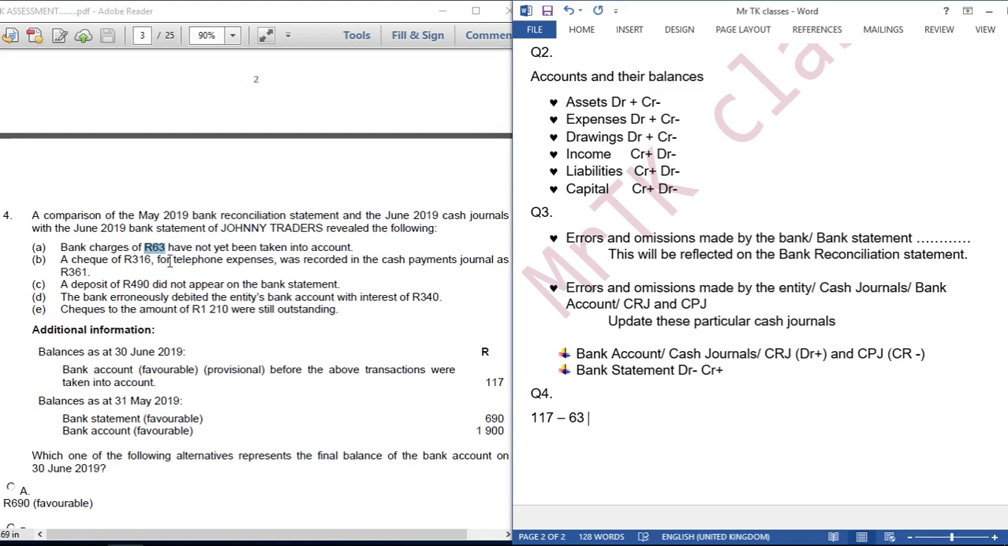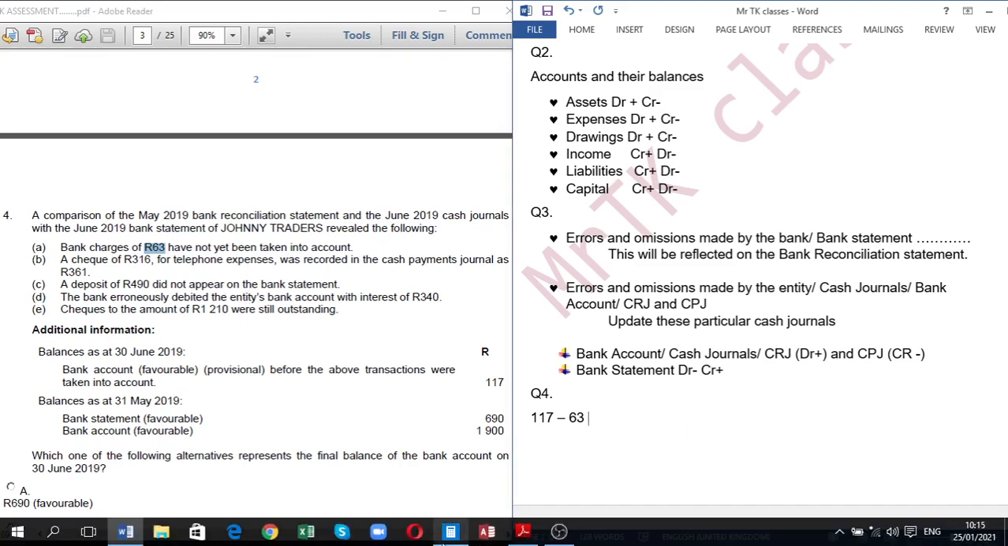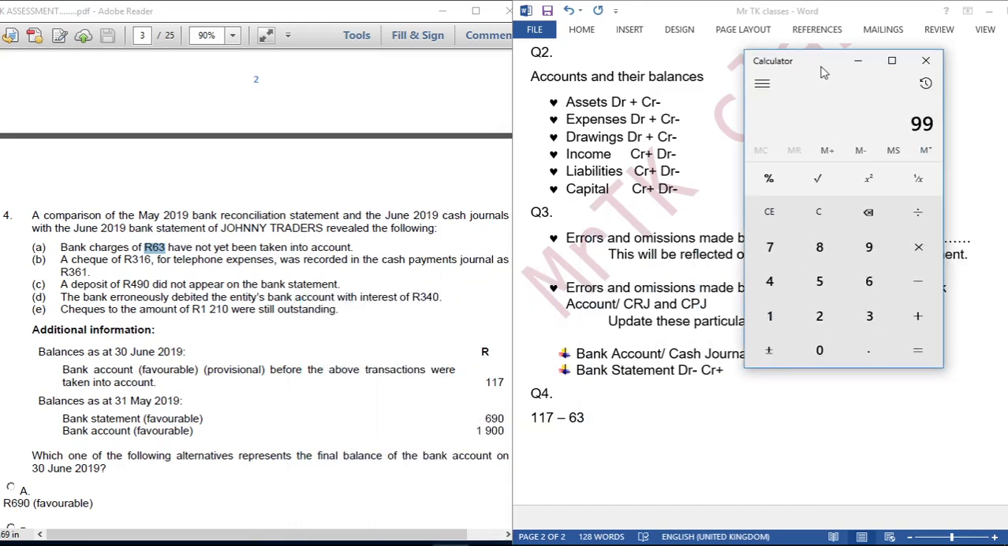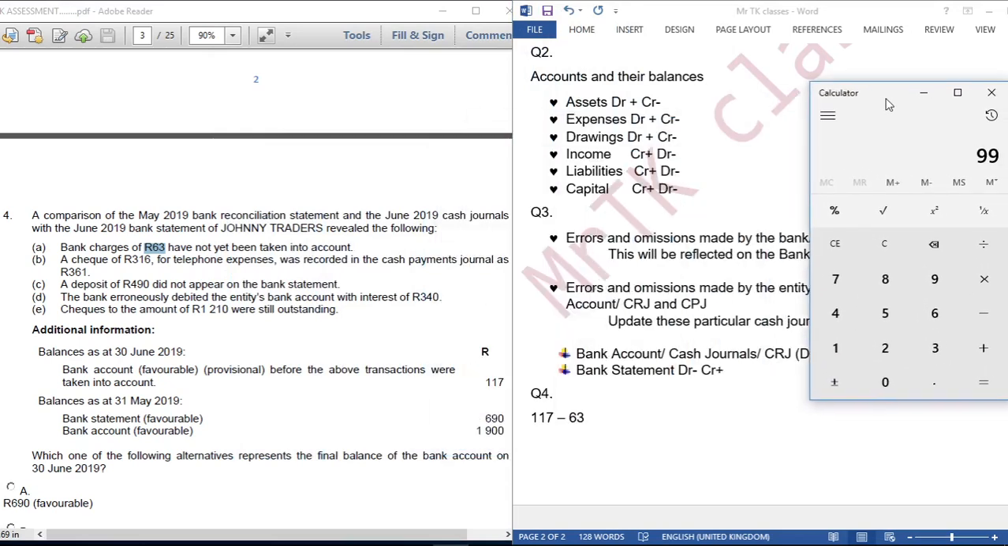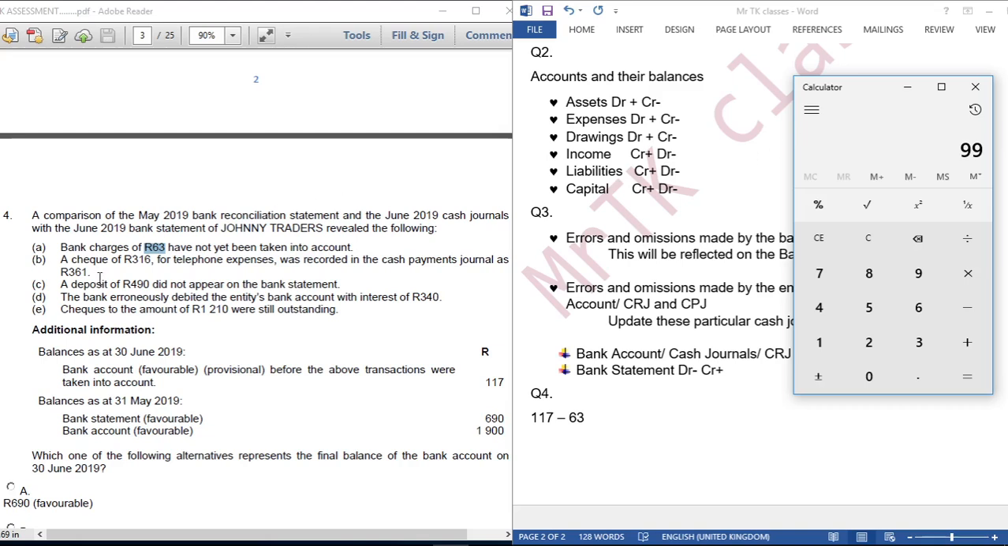A check of 316 for telephone expenses was recorded in the cash payment journal as 361. All right, so in the cash payment journal, there is something that was wrong. It was a check. A check of 316 was recorded as 361. So a check was overstated. We are going to say 361 was recorded instead of 316. So the amount that was recorded is bigger than the amount that should have been recorded.